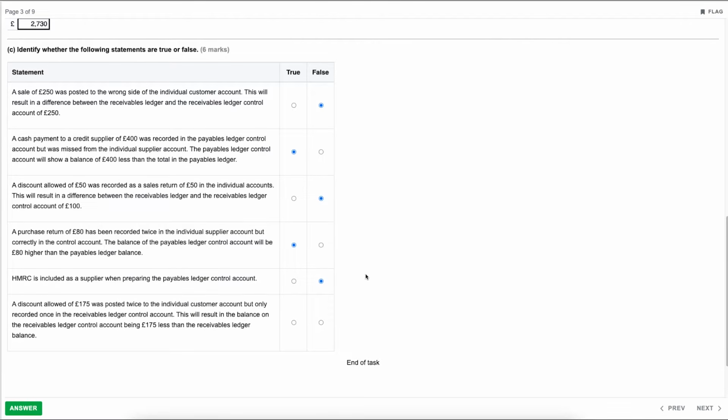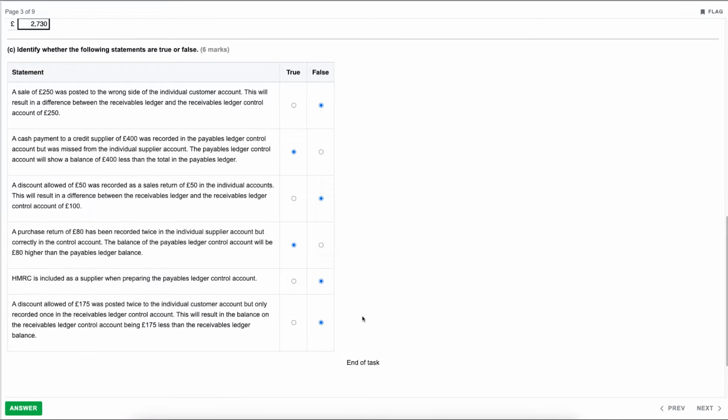The last one then, a discount allowed of £175 was posted twice to the individual customer account, but only recorded once in the receivables ledger control account. This will result in the balance on the receivables ledger control account being £175 less than the receivables ledger balance. So this one would be false. Effectively it's the other way around. The receivables ledger would be £175 lower than the control account.